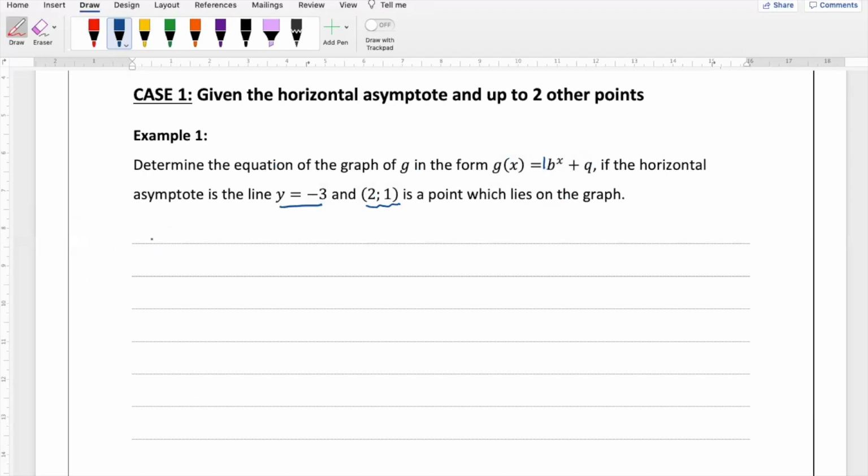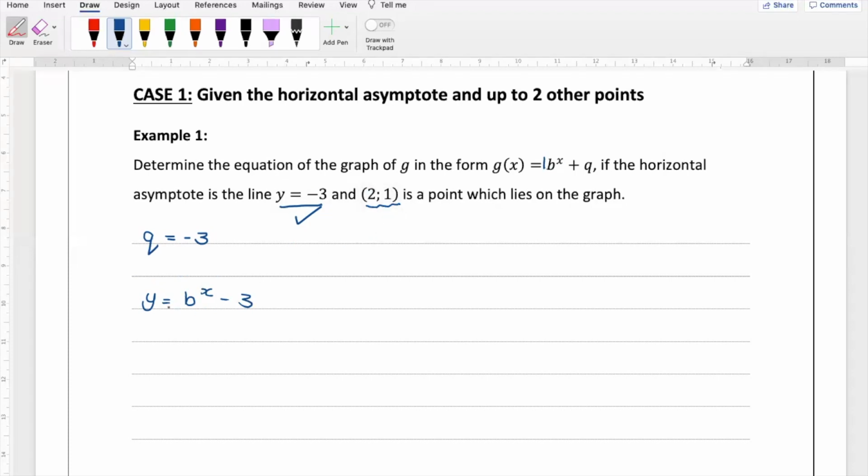So let's get started with what I'm hoping is obvious. Because we know the horizontal asymptote, we know the value of q. So we should know that q is equal to -3. So we've used that piece of information. And now what's left is using this piece of information. Let's see, what does our equation look like so far? Well, we know y is equal to b to the power of x minus 3. So I really only need to find b now.